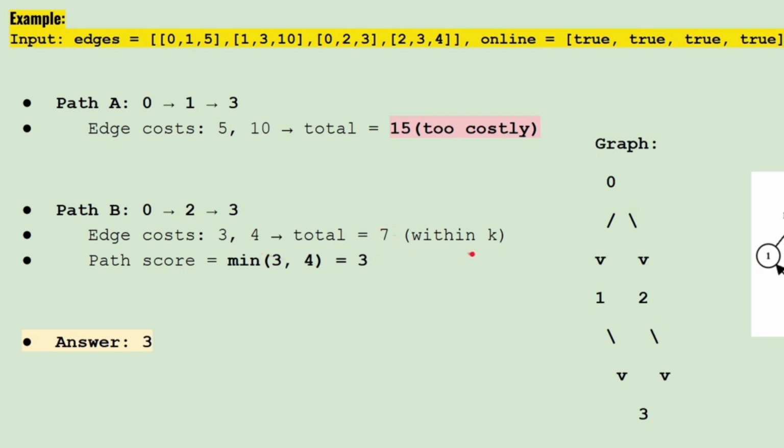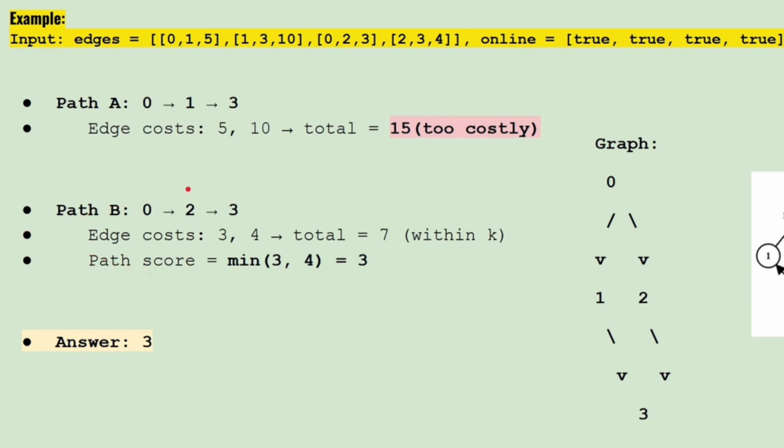And this is within k, less than or equal to 10. 7 is less than or equal to 10, so this path is valid. Now we have to find the path score. What is the path score? It should be the minimum of all the given edge costs, as the question was saying. So between 3 and 4, which is the minimum? 3, and so the answer is 3.